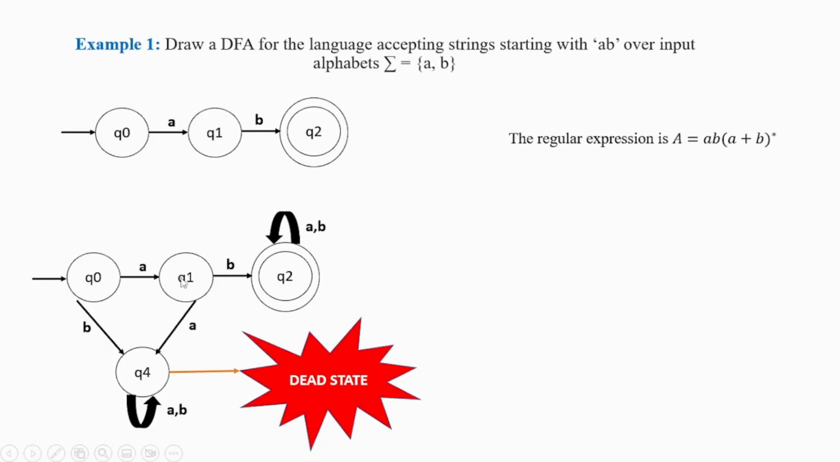What will be the regular expression for this DFA? It should start with AB, then it can be followed by 0 or more number of alphabets. The star means 0 or more. Here A plus B means A or B. It can be either A or B, right? So this is the regular expression for this DFA.